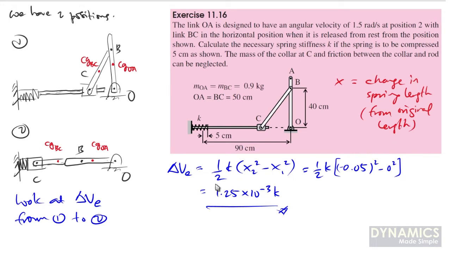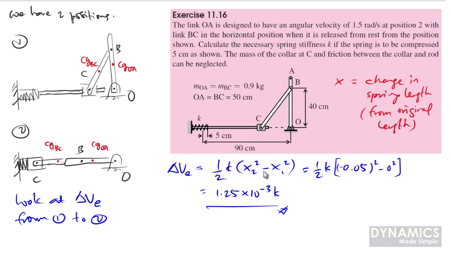In this case, x2 is the change in spring length at the second position, or basically when it's being compressed. We were told that it will be compressed by 5 centimeter. So the spring length is being reduced by 5 centimeters, which is why I have minus 0.05 here in meter. This will be our x2.